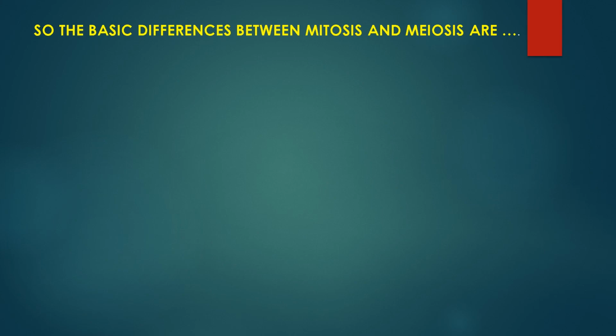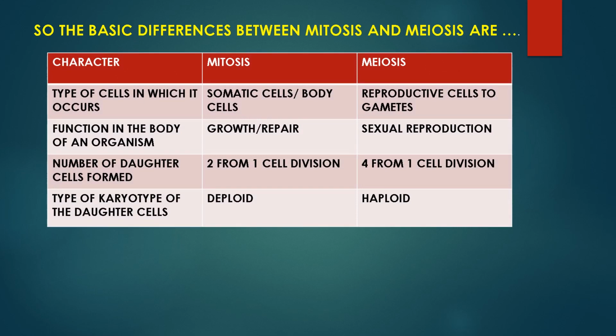So comparing mitosis and meiosis. Mitosis basically occurs in somatic cells or body cells for growth and repair. Meiosis occurs in the reproductive cells to form gametes during sexual reproduction. Mitosis produces 2 daughter cells from one mother cell, whereas meiosis produces 4 daughter cells from one mother cell, and all the daughter cells formed in mitosis will have the same ploidy as the mother cell. For example, if the mother cell is diploid, the daughter cells are also diploid in mitosis, but if the mother cell is diploid, the daughter cells will be haploid in meiosis.